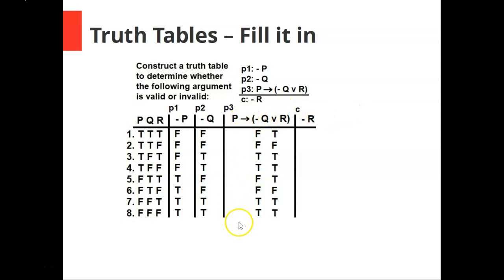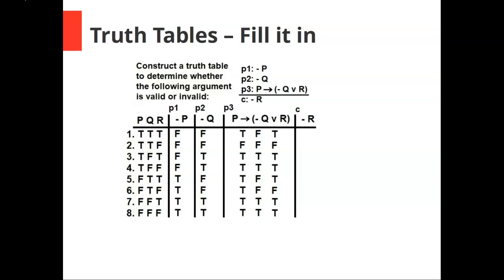And now we fill in the conditional. The antecedent is P. The consequent is the disjunction here. And it's only false when the antecedent, P, is true, and the consequent, the disjunction, is false. Only true when the antecedent is true and the consequent is false. Like in line 2, in every other row, it's true.